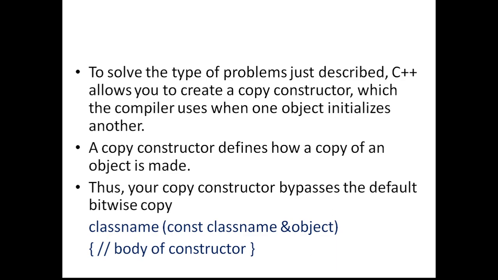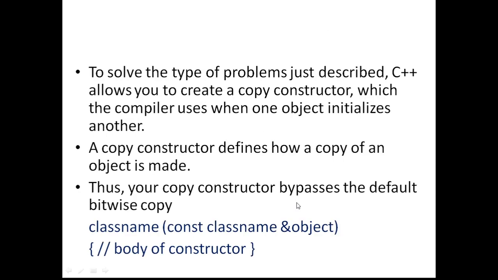And then what is the syntax of the copy constructor? Class name, and the argument for the copy constructor is const class name ampersand object. So I think you can understand the meaning of ampersand object. It is a reference object. So we are passing the object as a reference, and we can write the necessary code inside the copy constructor. And this is the typical signature of a copy constructor: class name, const, again class name, ampersand object.